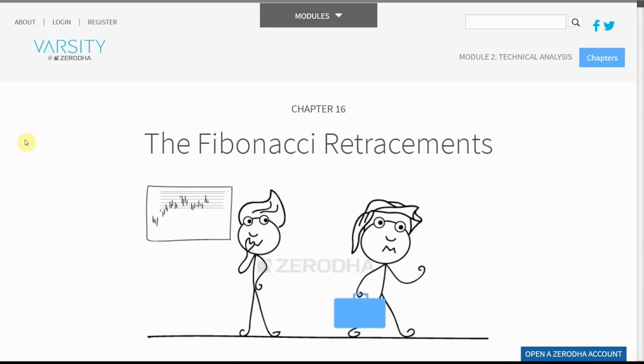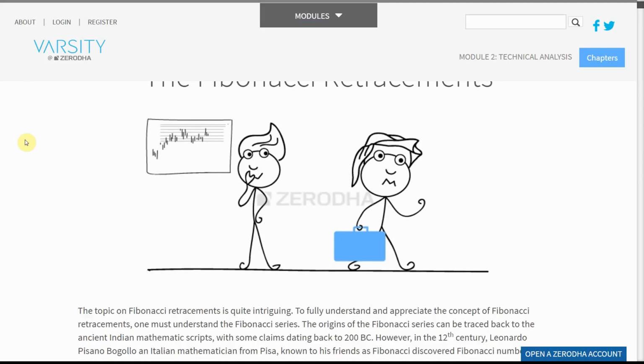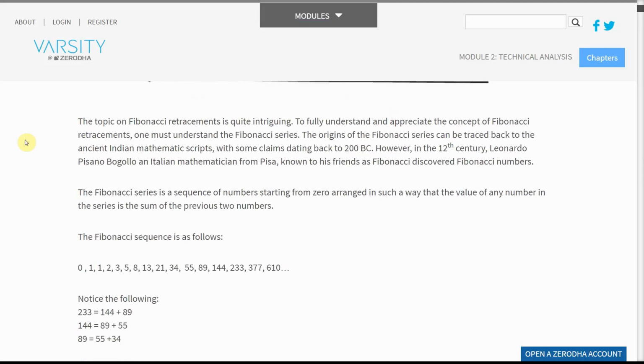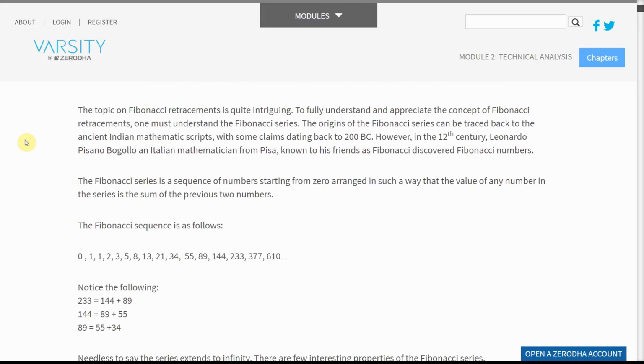Chapter 16. The Fibonacci Retracements. The topic on Fibonacci retracements is quite intriguing. To fully understand and appreciate the concept of Fibonacci retracements, one must understand the Fibonacci series. The origins of the Fibonacci series can be traced back to ancient Indian mathematics scripts, with some claims dating back to 200 BC. However, in the 12th century, Leonardo Pisano Bogollo, an Italian mathematician from Pisa, known to his friends as Fibonacci, discovered Fibonacci numbers.